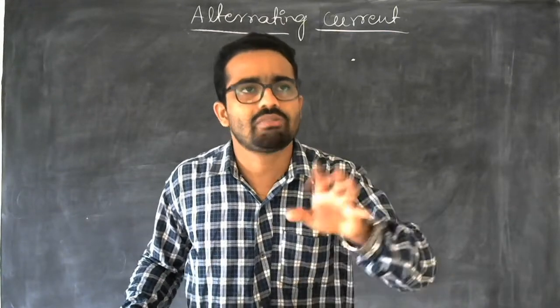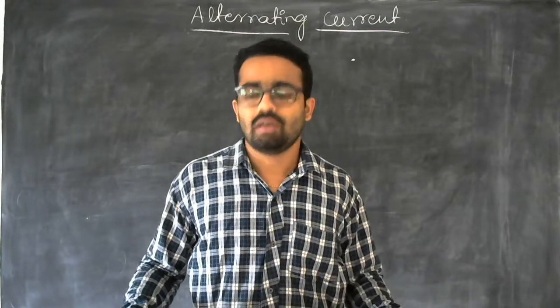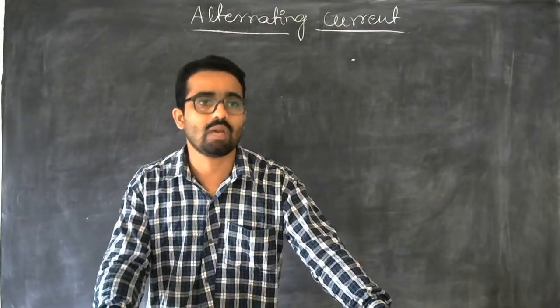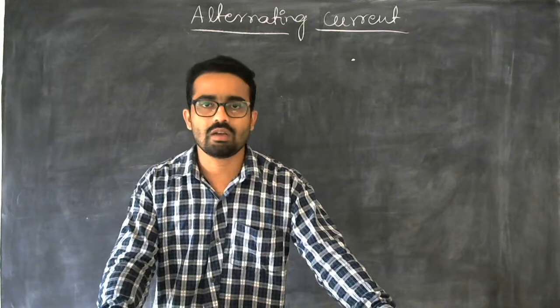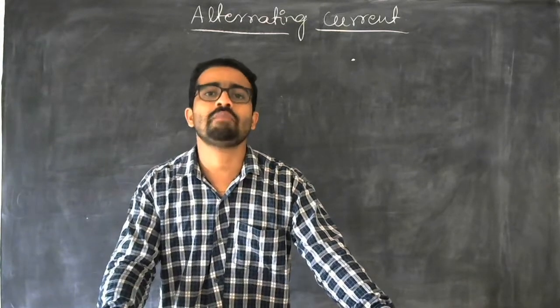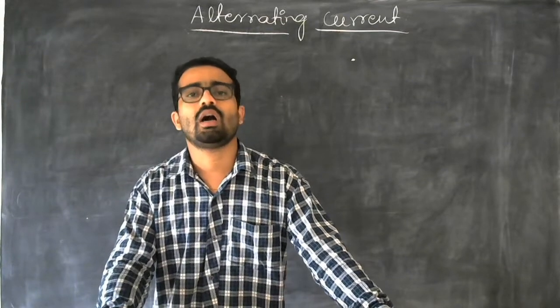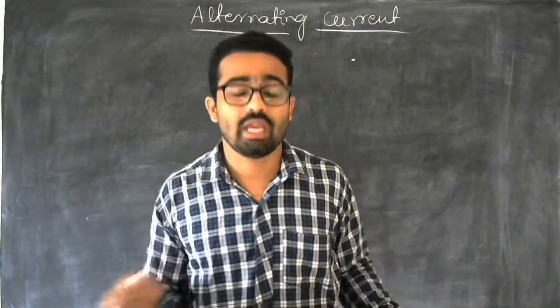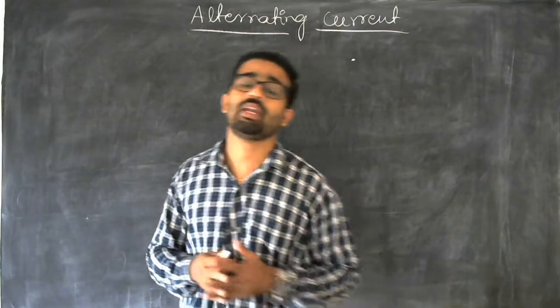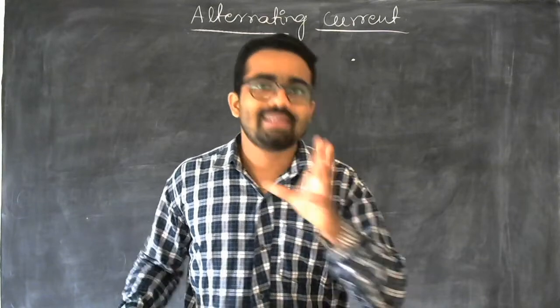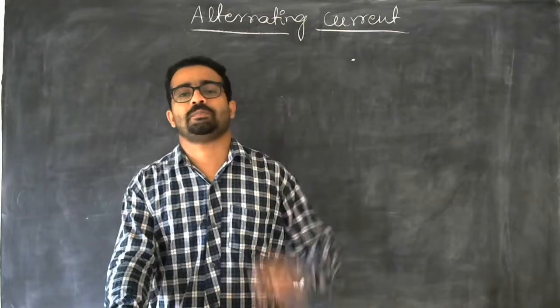But at the same time, there was another scientist whose name was Nikola Tesla. We heard of him in the chapter Moving Charges and Magnetism, because in his honor we named the unit of magnetic field as a Tesla. So Tesla gave a solution to this.